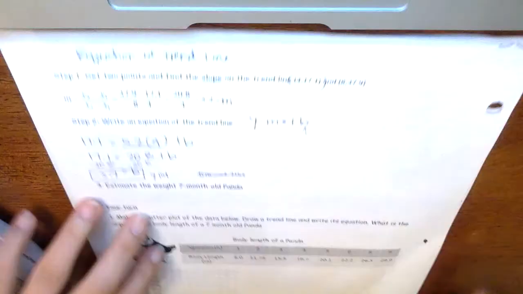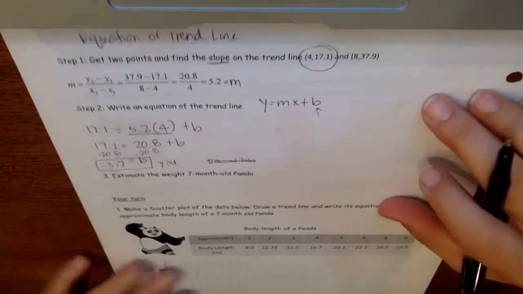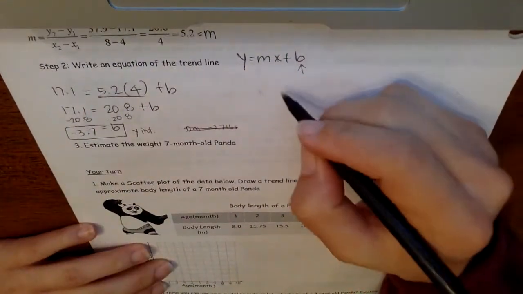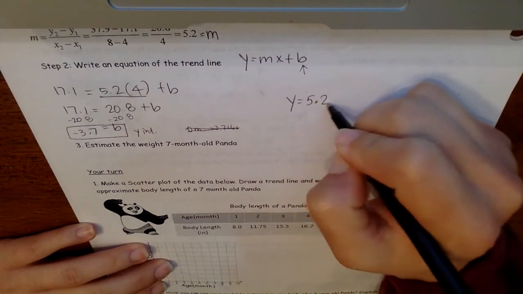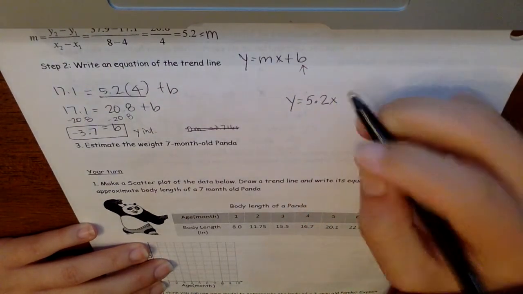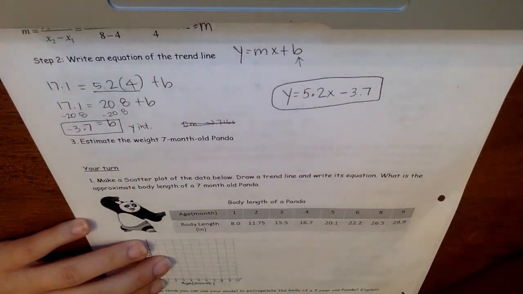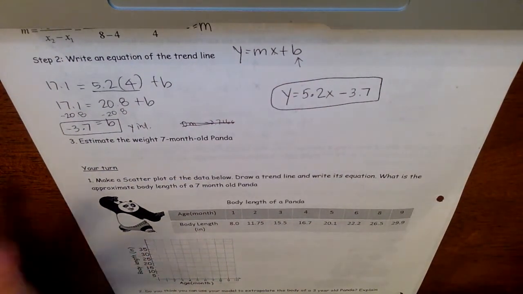But again, this is a scatter plot trend line, so it's not going to be exact because we are estimating. Now that we have the y-intercept, we can write an equation. y equals 5.2, our slope, x minus 3.7. Here is our equation. So that's the equation of a trend line.